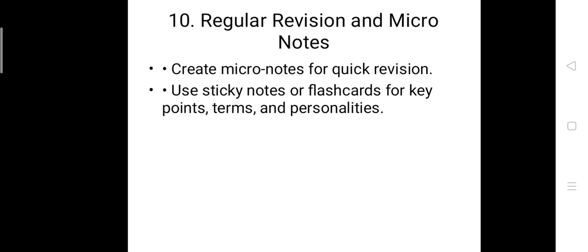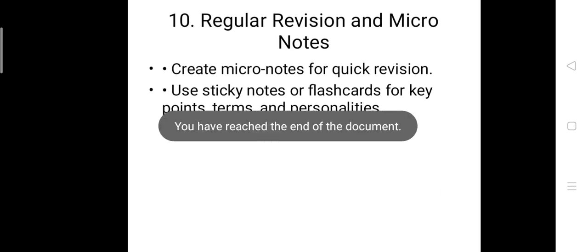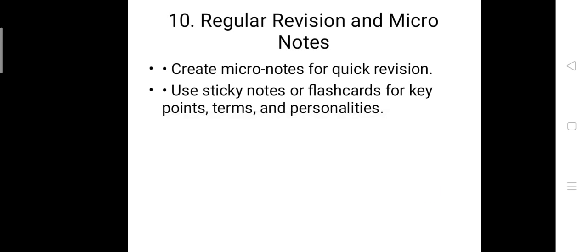Now the tenth one is regular revision and micro notes. Create micro notes for quick revisions. Use sticky notes as flashcards for keywords, points, terms, and personalities. So these are the 10 pointers for making notes of history for UPSC prelims as well as mains.